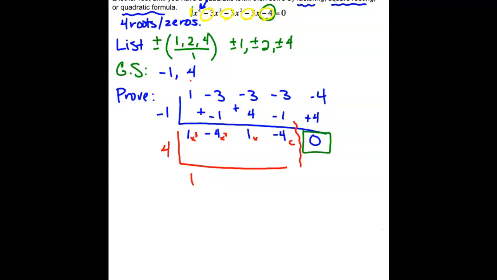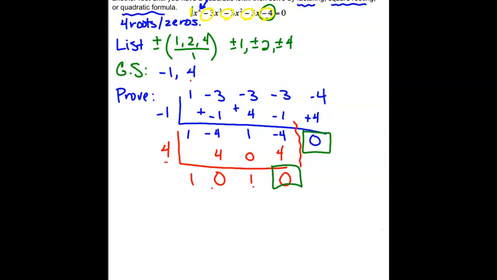Okay, we bring down our 1, multiply, and I'm going to get rid of the variables here so it doesn't confuse us. Okay, so we brought down the 1, we multiplied and got 4, we add, we get 0. Multiplying 4 and 0 is 0, adding we get 1. Multiplying the 4 and the 1, we get a 4, adding we get a 0. And again, we're getting 0 remainder, which means it did work.